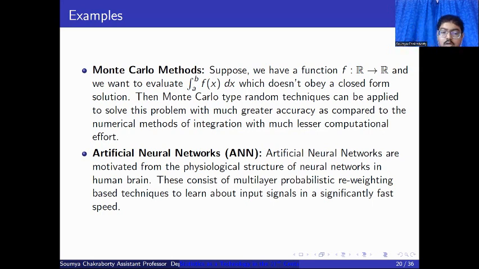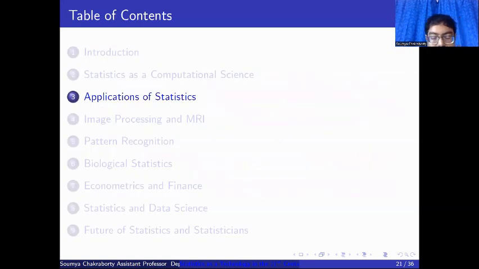I am not going to delineate it because it probably needs a separate session or separate talk. Next, I am going to present some of the applications of statistics in real life, mainly in the fields of engineering, social science and technology.